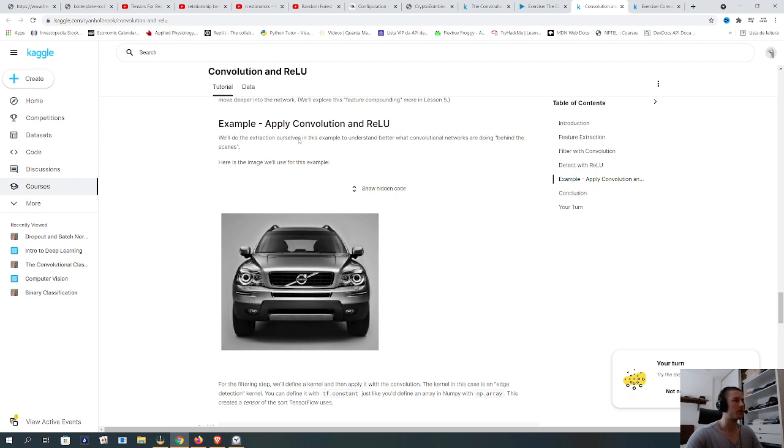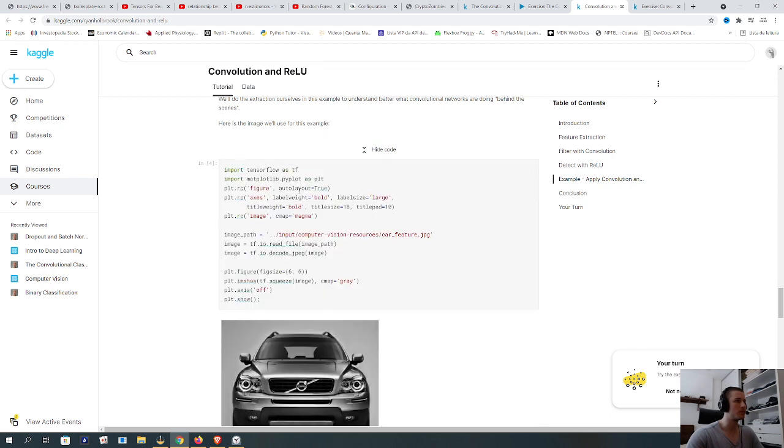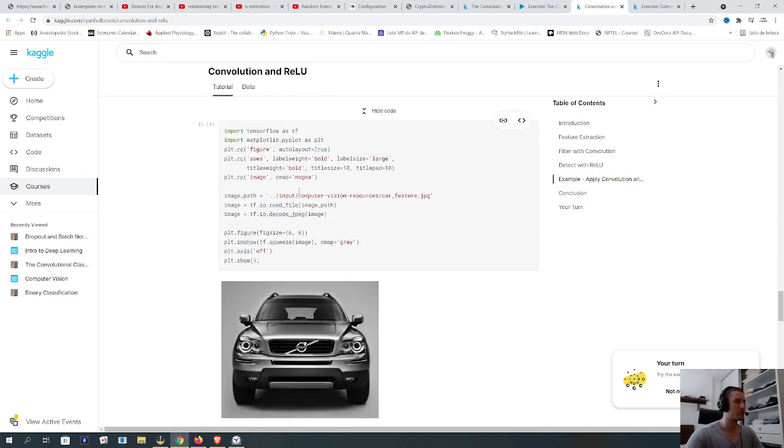Apply convolution. We'll do the extraction ourselves in this example to understand better what convolutional networks are doing behind the scenes. Here's the image we'll use for this example. So the image path reads the image and decodes the JPEG. And here's the plotting. This is the plotting design, and this is the plot.